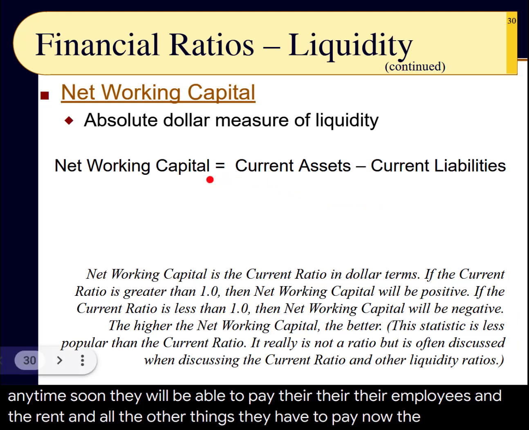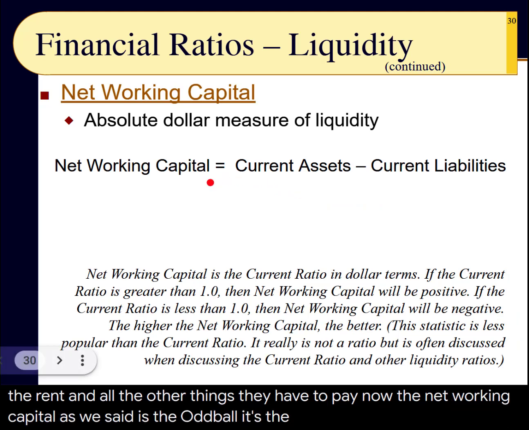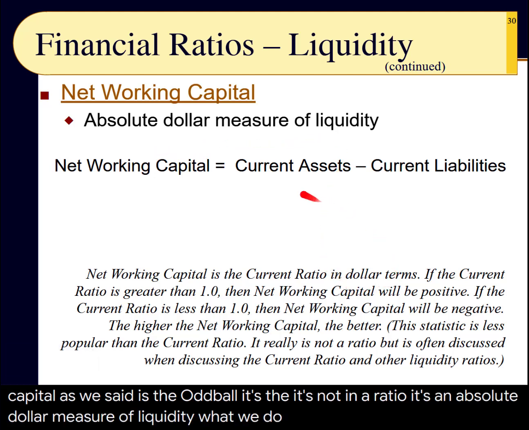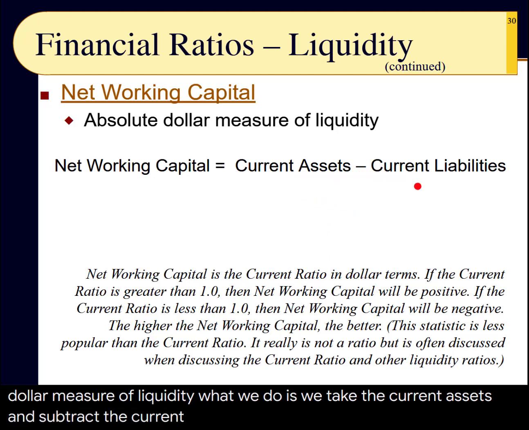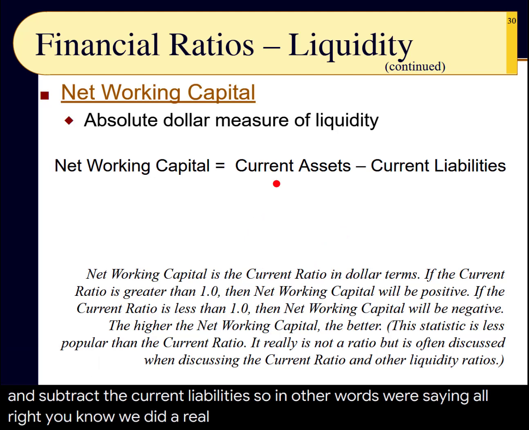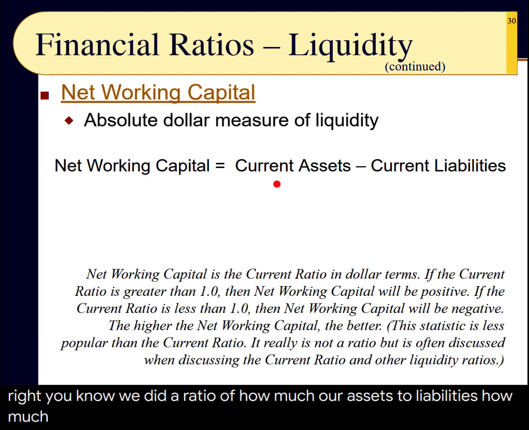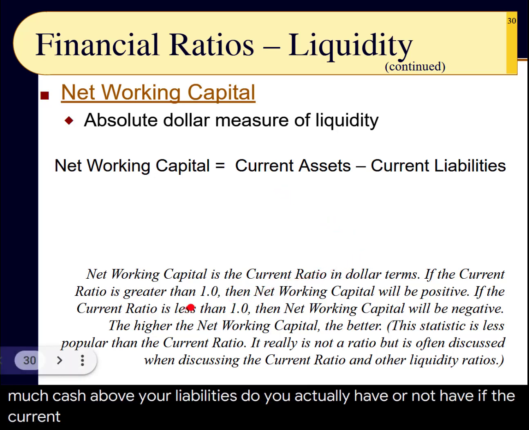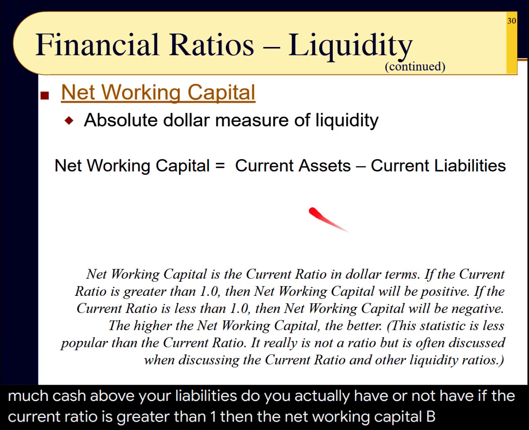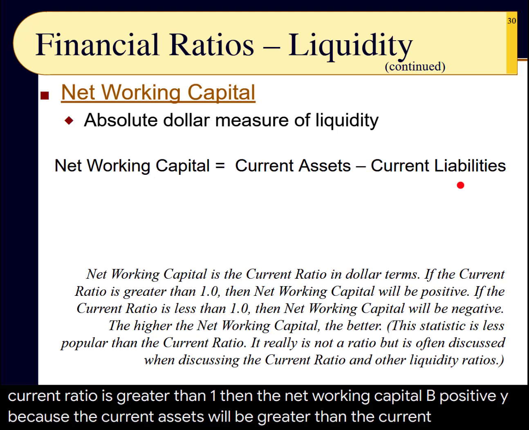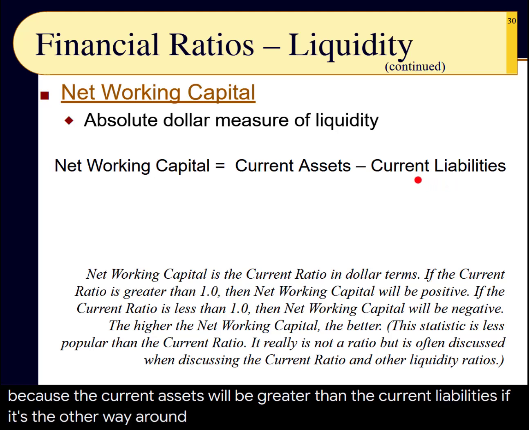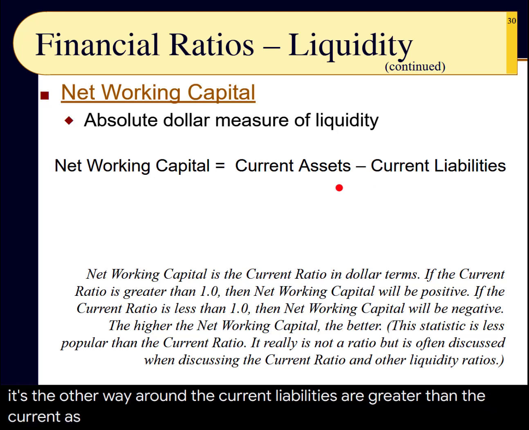Now, the net working capital, as we said, is the oddball. It's not a ratio. It's an absolute dollar measure of liquidity. What we do is we take the current assets and subtract the current liabilities. So, in other words, we did a ratio of how much assets to liabilities. How much cash above your liabilities do you actually have or not have? If the current ratio is greater than 1, then the net working capital will be positive. Why? Because the current assets will be greater than the current liabilities. If it's the other way around, the current liabilities are greater than the current assets, the net working capital will be negative. And of course, the higher the better.